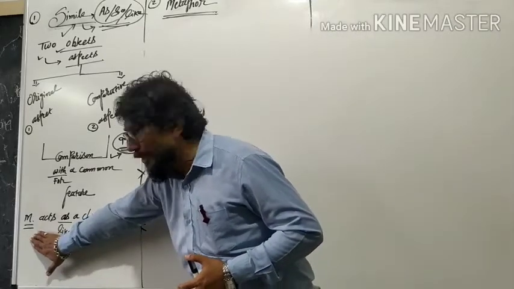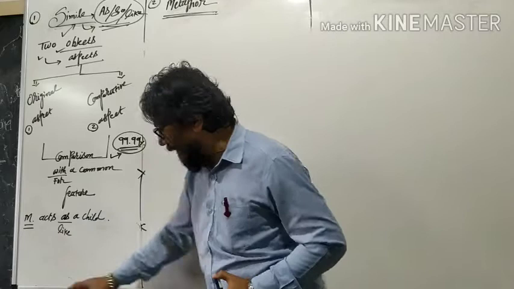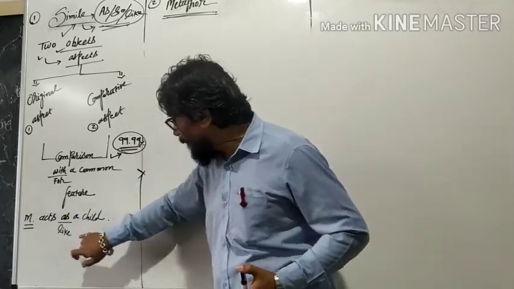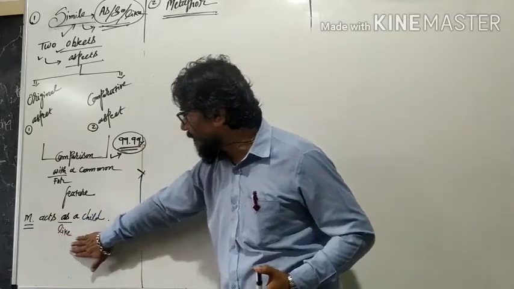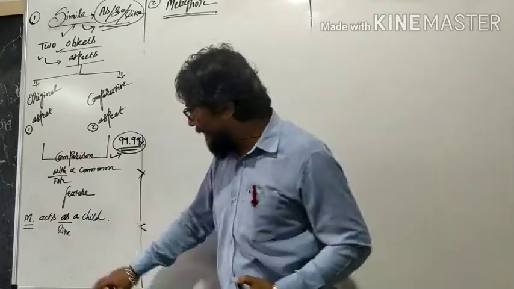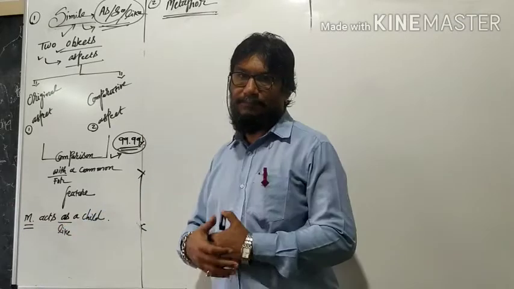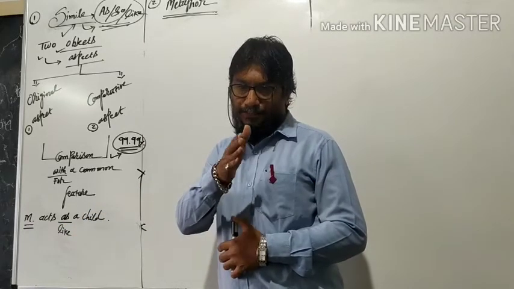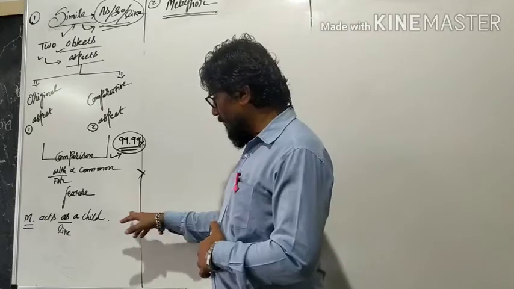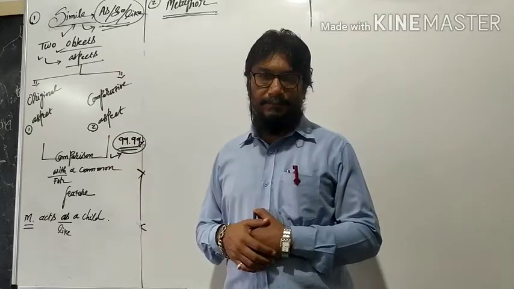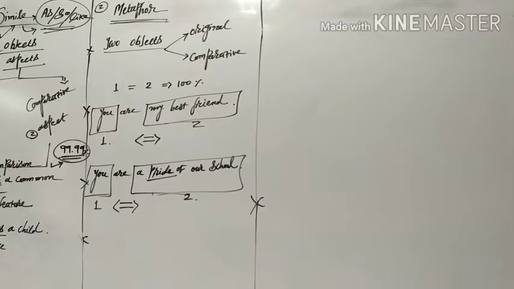Mira is not a child. Mira is the original aspect. A child is the comparative aspect. The original aspect is compared here with a common characteristic, and that common characteristic is the behavior of Mira. This proves simile here in this sentence. Got the idea?